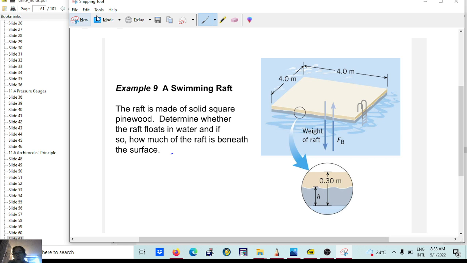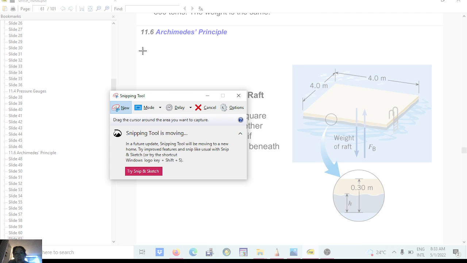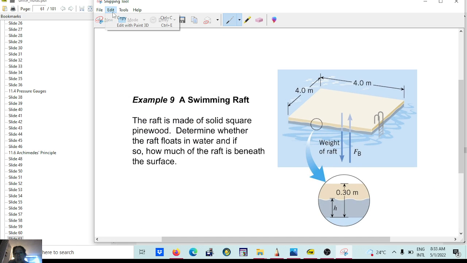So let's see what's going on here. Okay, let's start again. What do they want? Okay, I want everything here.